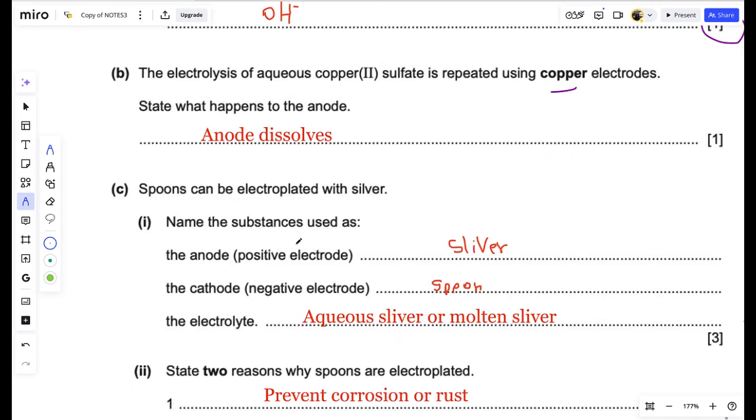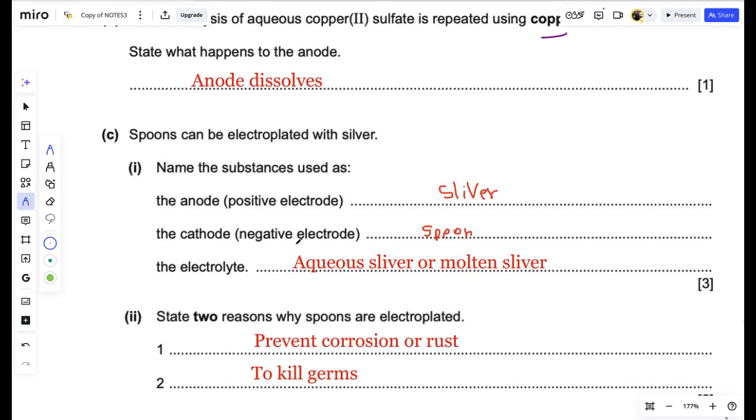Now we go to the next question, the C part. It says spoons can be electroplated with silver. If you want to electroplate anything, the one you want to electroplate, put it in the cathode. The one you want to use to electroplate it, put it in the anode. Because the anode will dissolve and send it to the cathode.